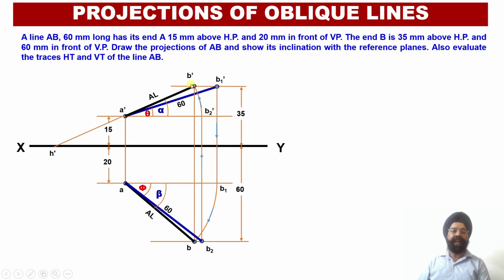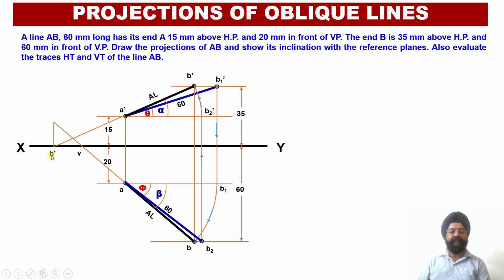Wherever the A dash B dash projection line meets the XY reference line, we obtain the point H dash over here. Similarly, the AB projection line, that is the top view projection line, is also not intersecting with the XY reference line. I have extended the projection line AB over here. Wherever this projection line intersects with the XY reference line, I obtain the point V over here.